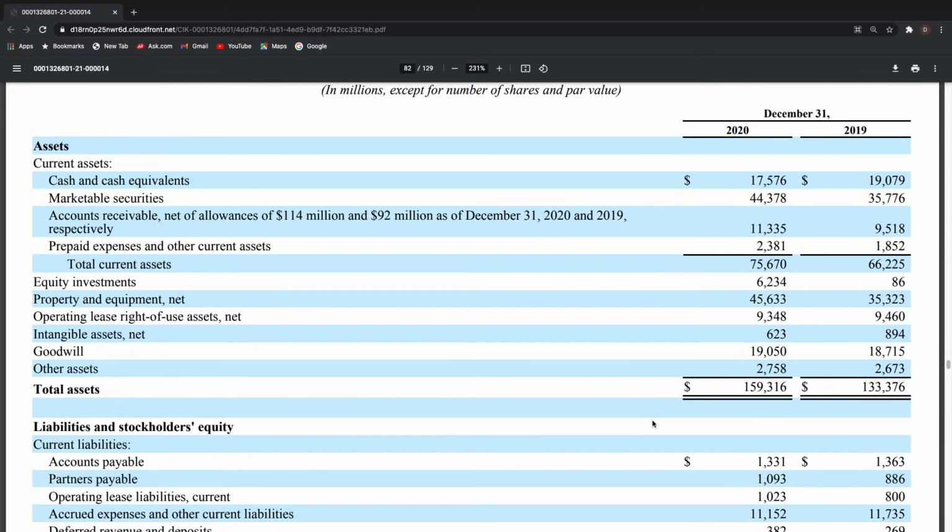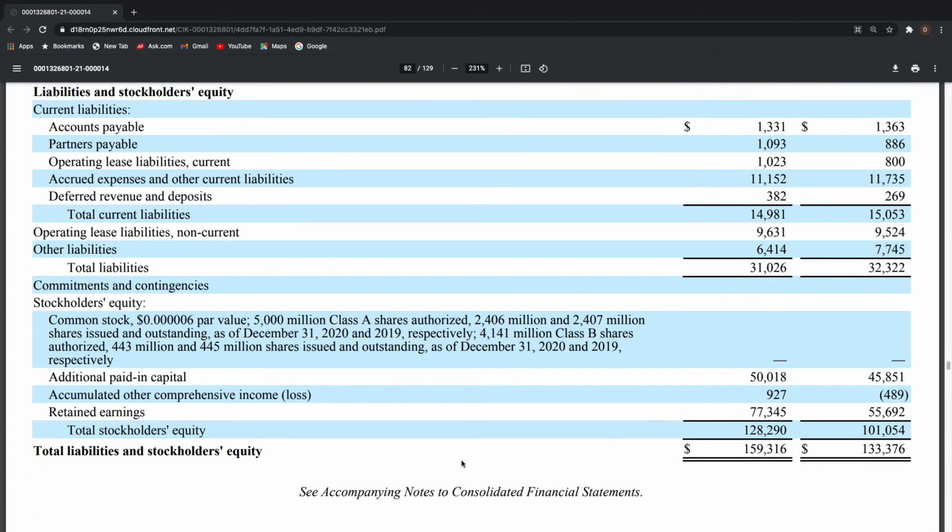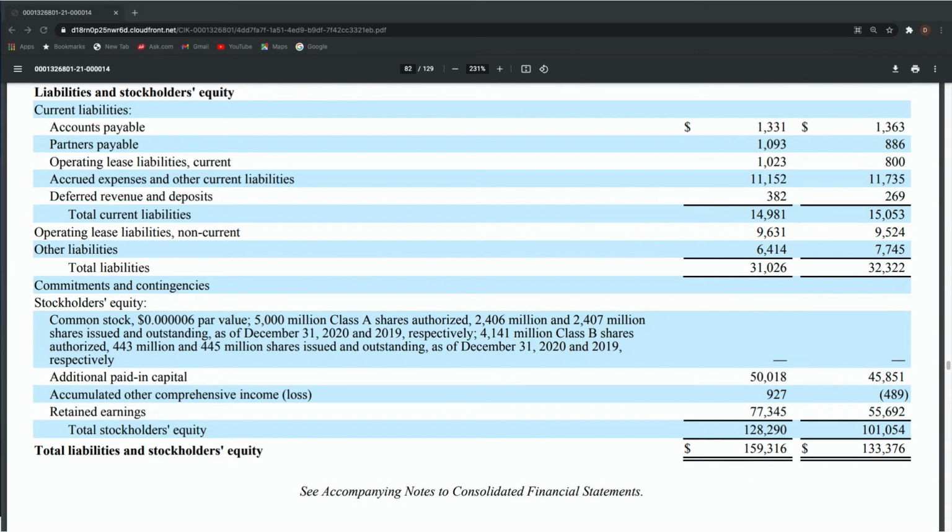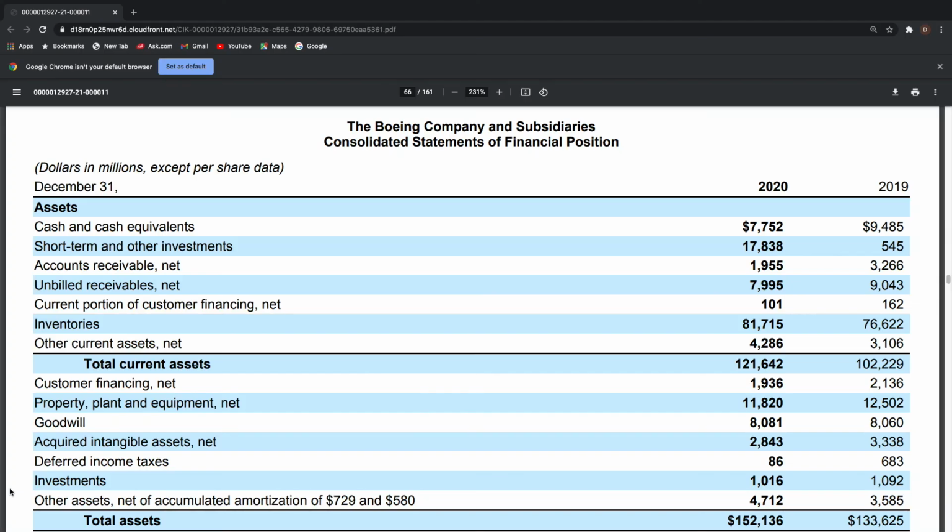So here we've got our total assets, 159,316. And then down at the bottom, the total liabilities and stockholder equity, 159,316. So that's the part that balances out. So now we'll go and look at a different example from Boeing.